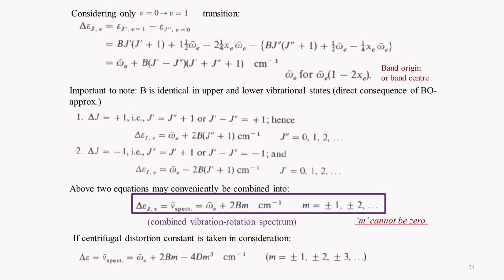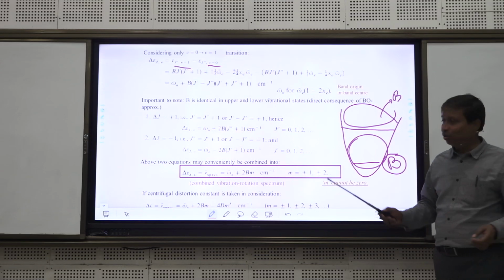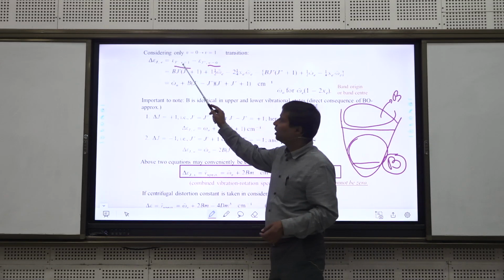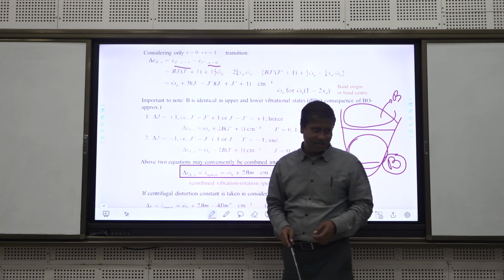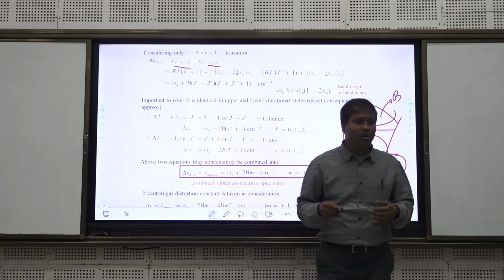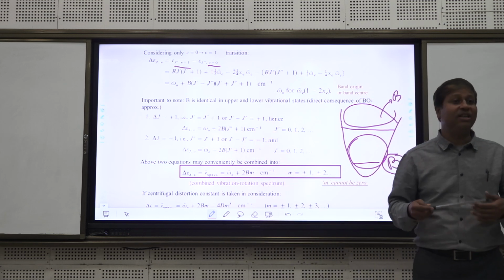So for these rotational states, the rotational constant we have taken as B, here also B, and here also B. That means even if there is an increase in the bond length, it is not changing the B value, which is not possible. So we now have to consider that B changes, which means the Born-Oppenheimer approximation is invalid.